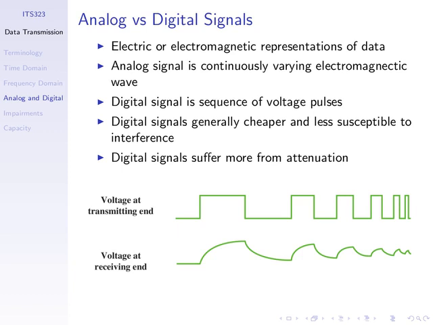When we compare the two different types of signals, they both have advantages and disadvantages. Generally, digital signals are cheaper to generate, the equipment, and interference from other signals is not so significant compared to analog signals. So that's a good thing. However, in some cases, the attenuation of those signals, how that signal propagates and gets weaker over distance, is worse, or has a larger effect on the digital signal.